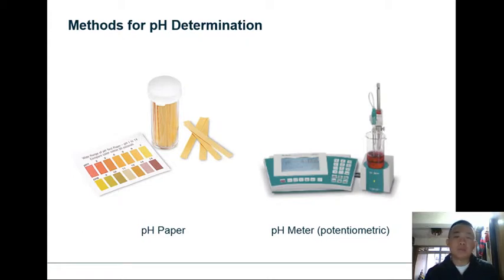Now let's talk about the methods of pH determination. The two common methods that we usually see are using the pH paper and also the pH meter, or in other words, the potentiometric means of determining the pH.